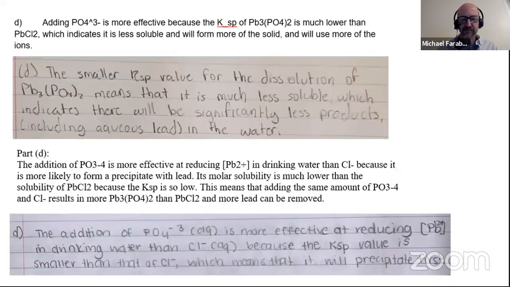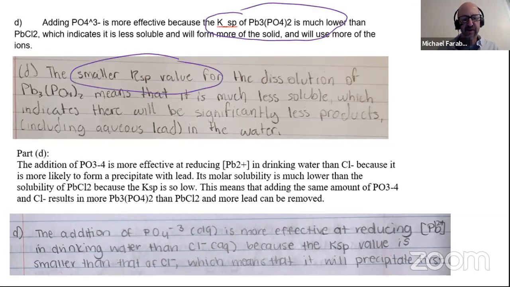Great answer. All right, these answers, both typed and handwritten, are focusing on the smaller size of the KSP. The KSP is much lower. Its molar solubility is much lower because the KSP is so low. Again, the KSP value is smaller.